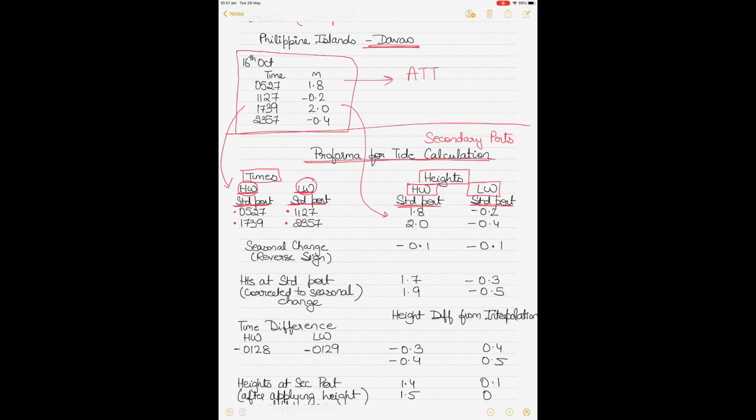As you can see, the times are given here and the height is given in meters. So this M stands for meters. So this is height of tide in meters.